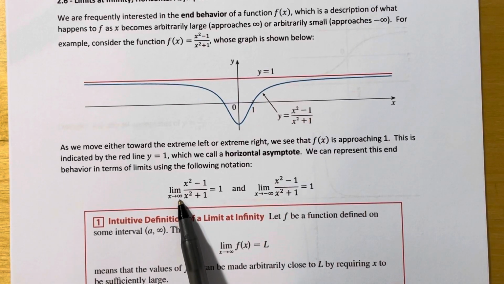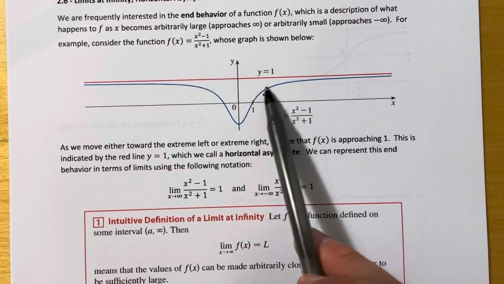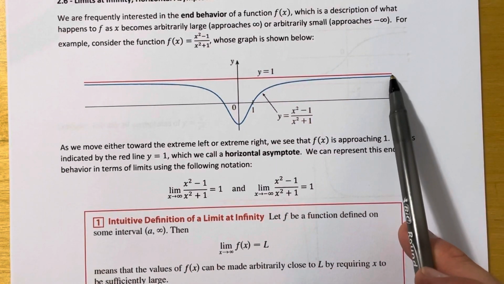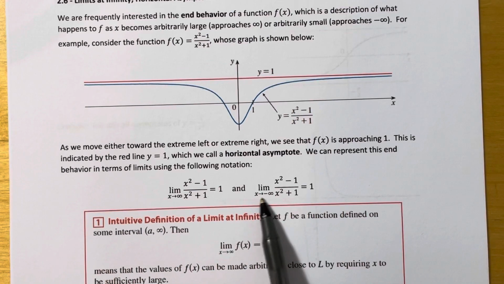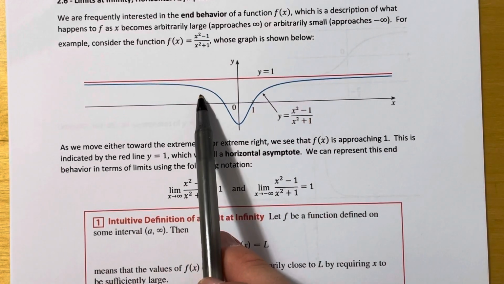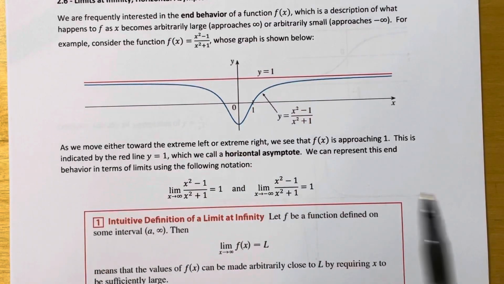The limit as x approaches infinity of our function equals 1. That means as I go arbitrarily far to the right, my function is becoming arbitrarily close to the number 1. The limit as x approaches negative infinity of our function is also equal to 1 because the same thing is happening as we go to the left.